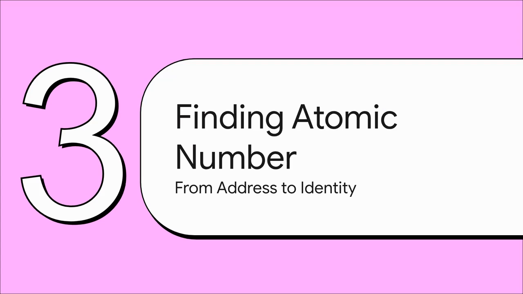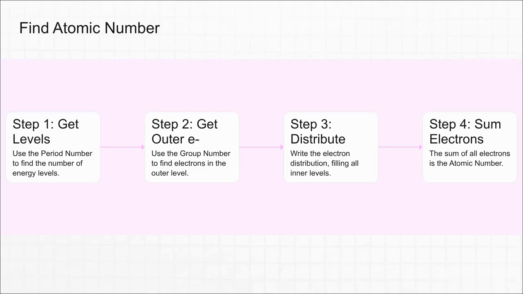We can get the address from the atomic number. But what if we flip that on its head? What if we only have the address, the period, and the group? Can we work backward to figure out what the element actually is? You bet we can. We just run the process in reverse. The period tells you how many shells you need to draw. The group tells you exactly how many electrons to put in the very last shell.